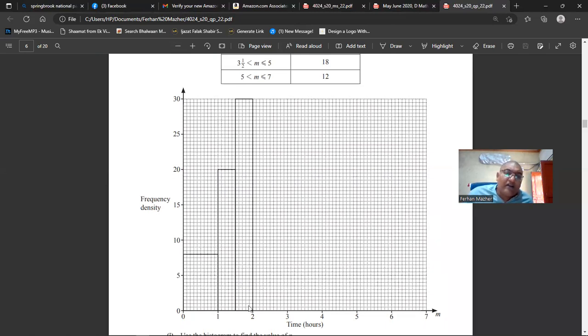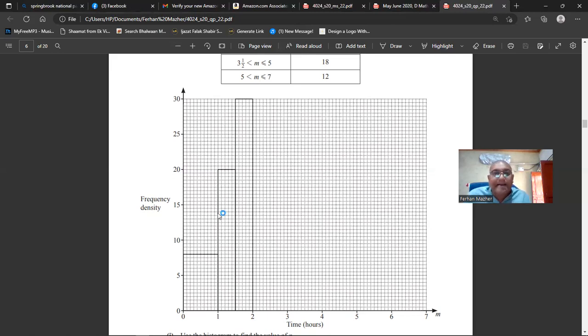So I can find the area of this rectangle. This is going up to 30, so its length is 30. And what is its width? It's from 1.5 to 2, so its width is 0.5. So find its area, that's length times width. That will be 0.5 multiplied by 30, and that area will be equal to the frequency of this class.